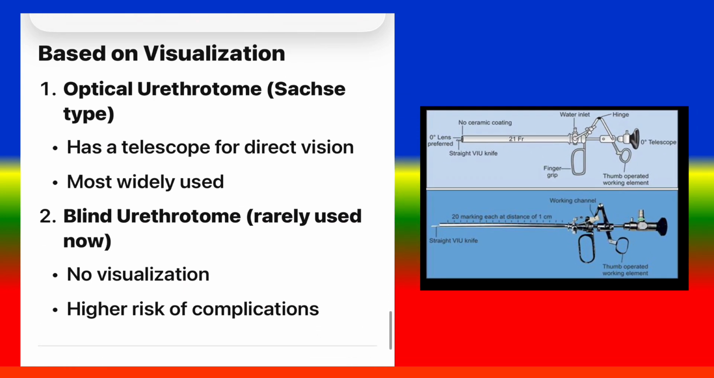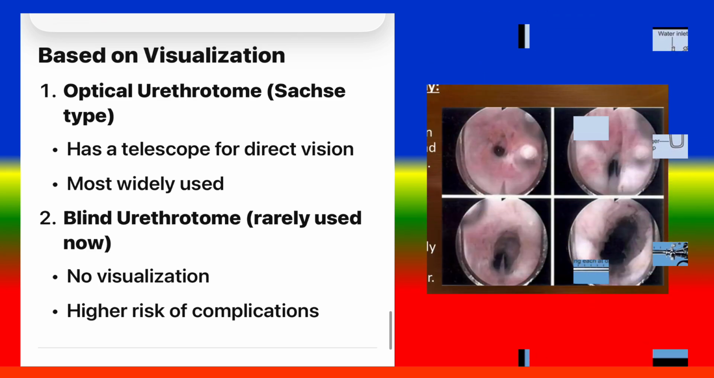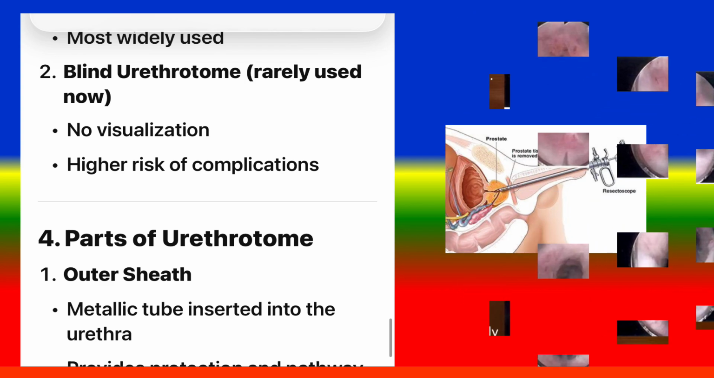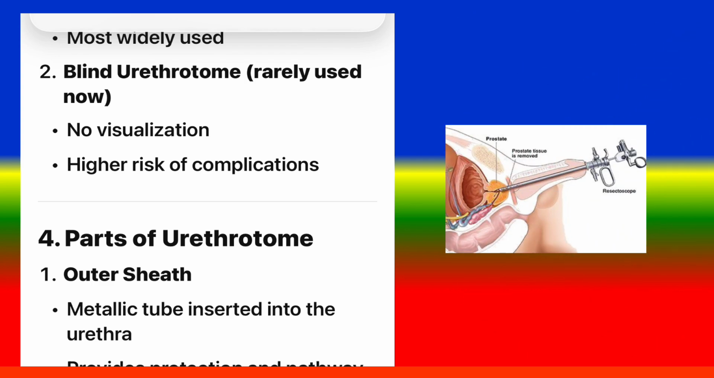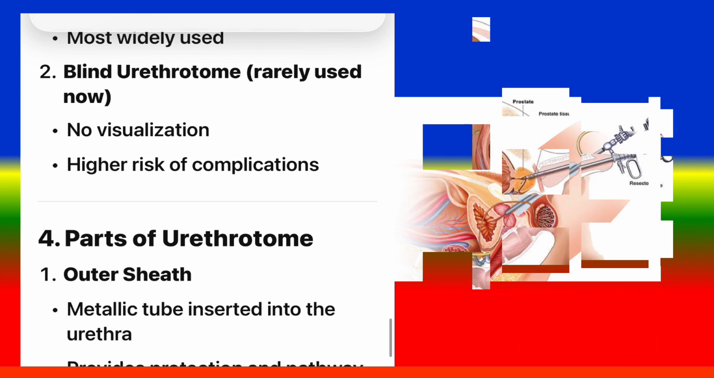Based on visualization. 1. Optical urethrotome, Sachs type, has a telescope for direct vision, most widely used. 2. Blind urethrotome, rarely used now. No visualization, higher risk of complications.